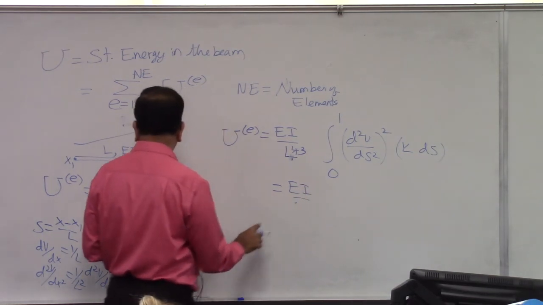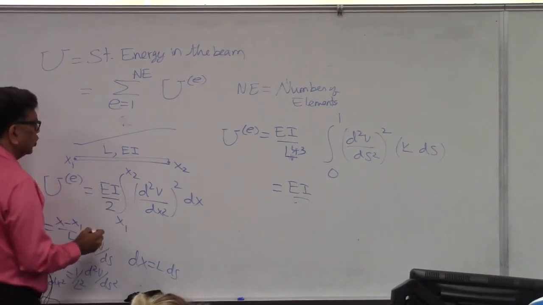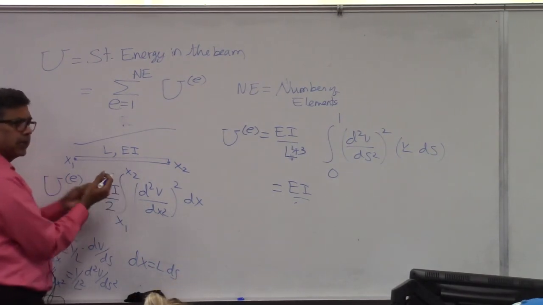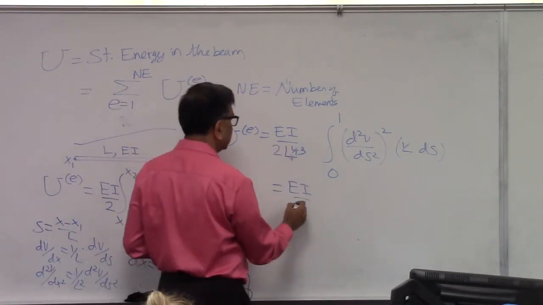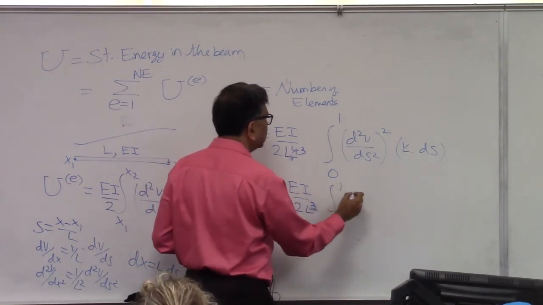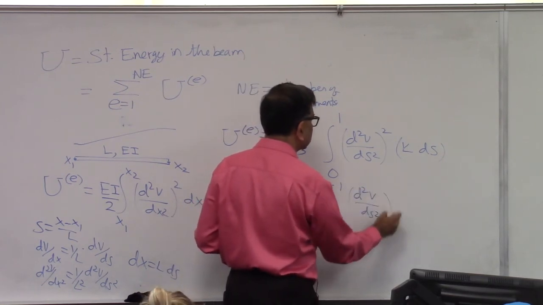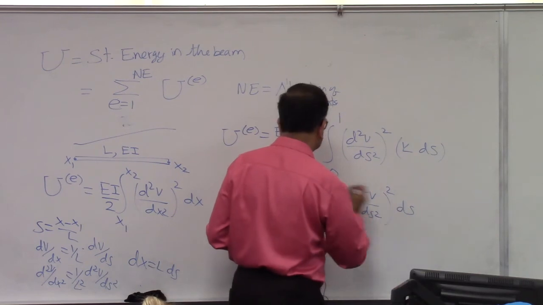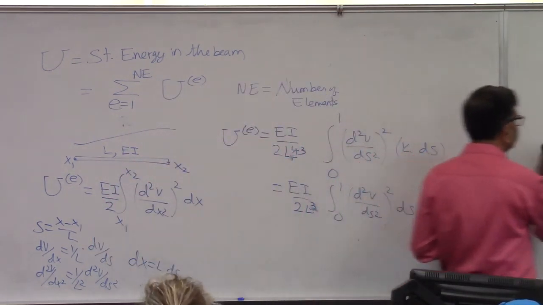I forgot the 1/2. Nobody in this class corrects me. There should be a 1/2 in the strain energy always. 1/2 EI. Spring energy is 1/2 kx square. So there should be a 1/2 here. 1/2 EI over L cube, integral 0 to 1, d square v ds square, whole thing squared, ds. This is a very important expression. So now we are going to substitute.